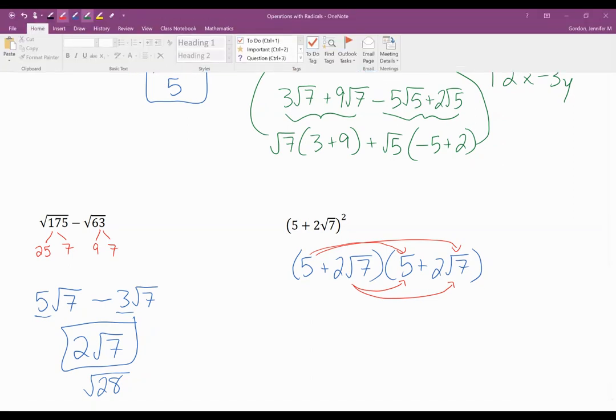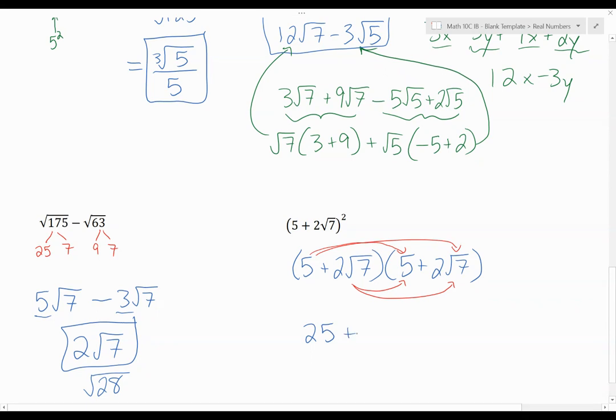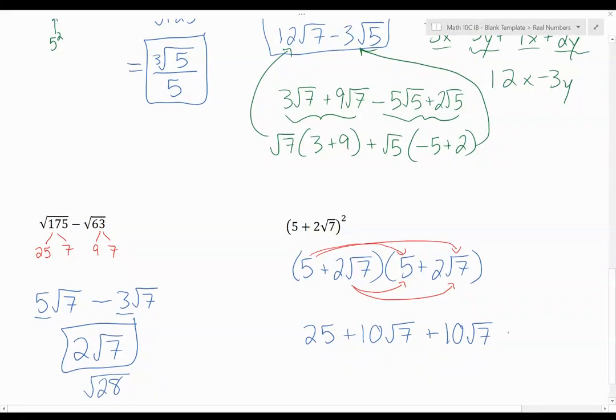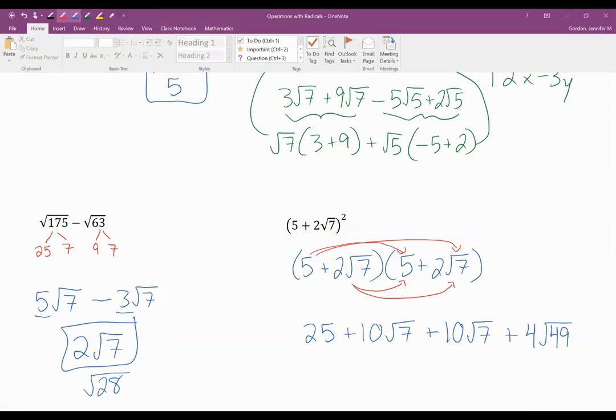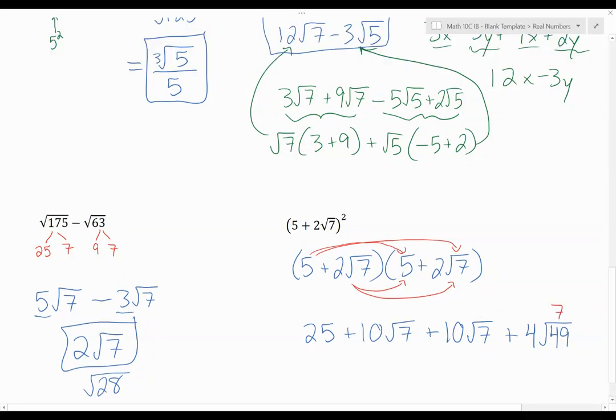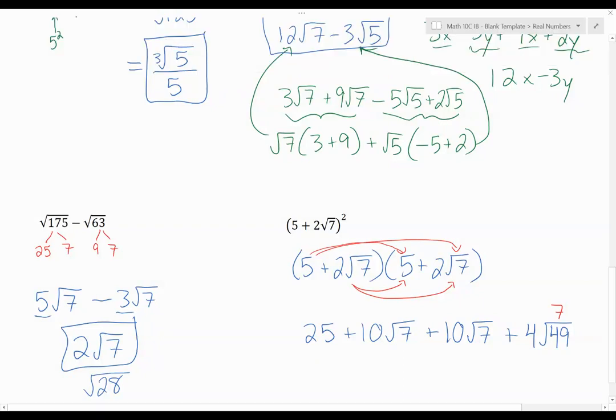5 times 5, 5 times 2 root 7, 2 root 7 times 5, and 2 root 7 times 2 root 7. So 5 times 5 gives me 25. 5 times 2 root 7 gives me 10 root 7. 2 root 7 times 5 also gives me 10 root 7. And 2 root 7 times 2 root 7, I'm going to write this as 2 times 2, which is 4, root of 7 times 7, which is 49. But obviously, root 49 is just 7. So 4 times 7 is going to give me 28.